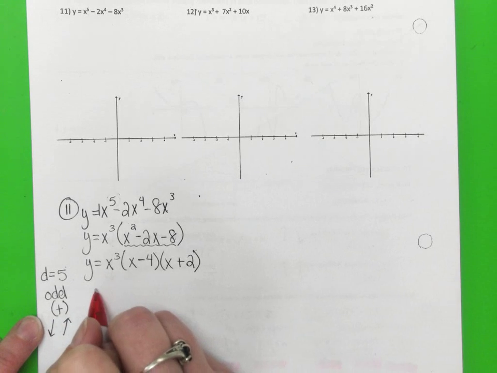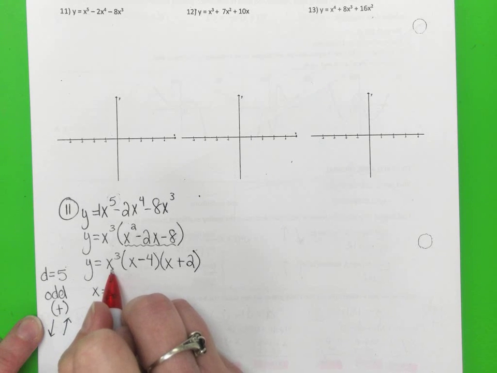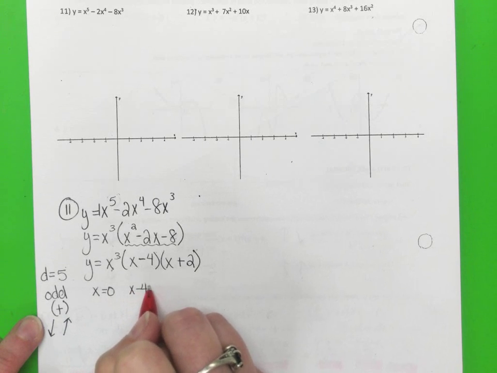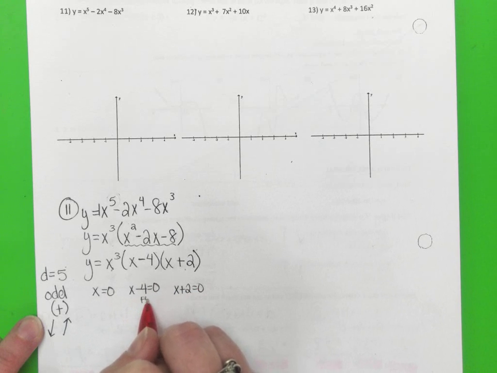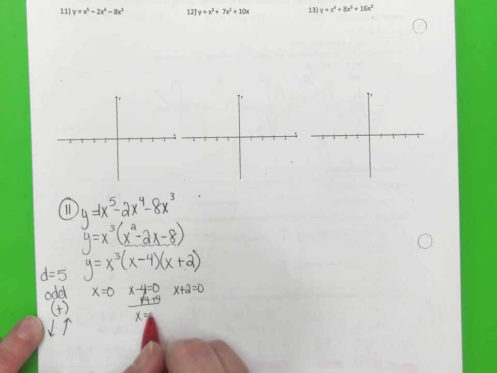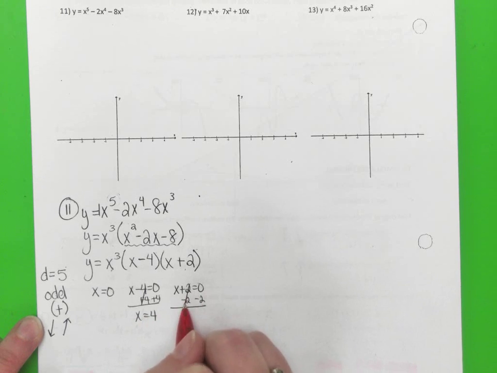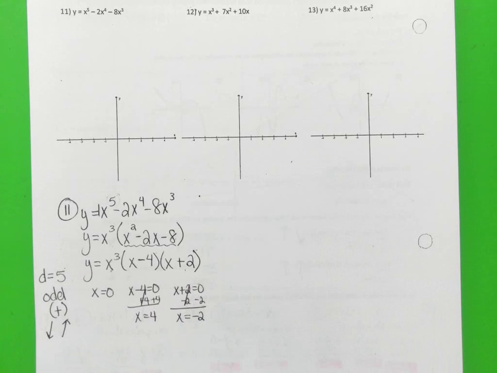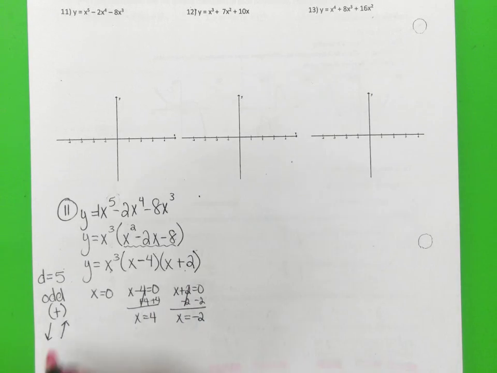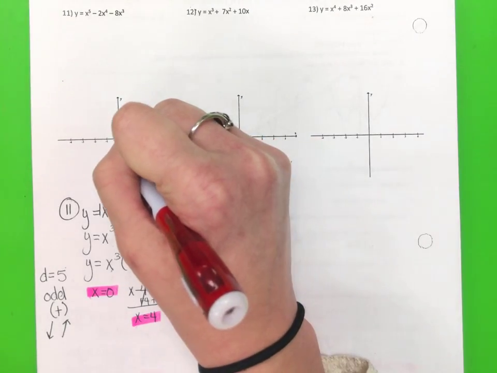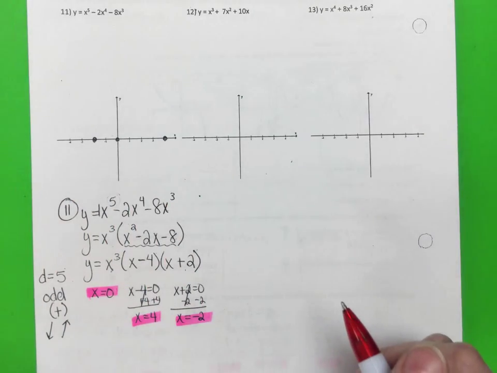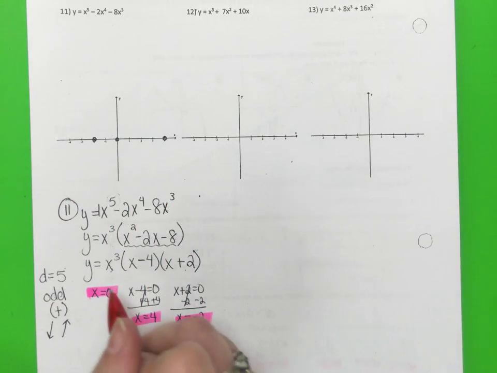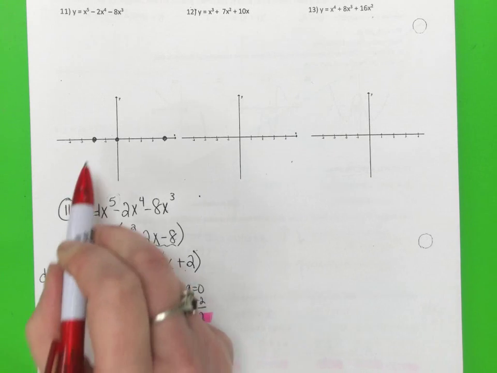Let's find our zeros. x equals 0, because that's an x. x minus 4 equals 0, and x plus 2 equals 0. Add the 4. Subtract the 2. So we have 0, 4, and negative 2. Let's plot those. Do not go in the order that you got them. Go in the order of the graph.